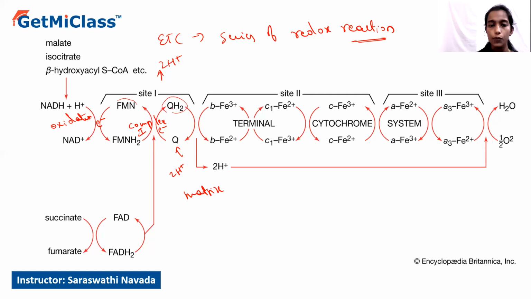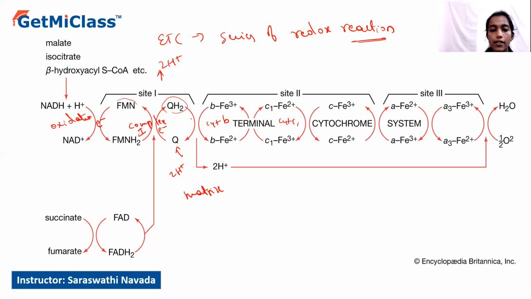So now this reduced coenzyme will carry its electron to complex 3. These are the components of complex 3. So it will transfer the electron to complex 3. In case of complex 3, first there is cytochrome B. Both cytochrome B as well as cytochrome C1 will have iron as a metal center, that is, the ferric ion as a metal center.